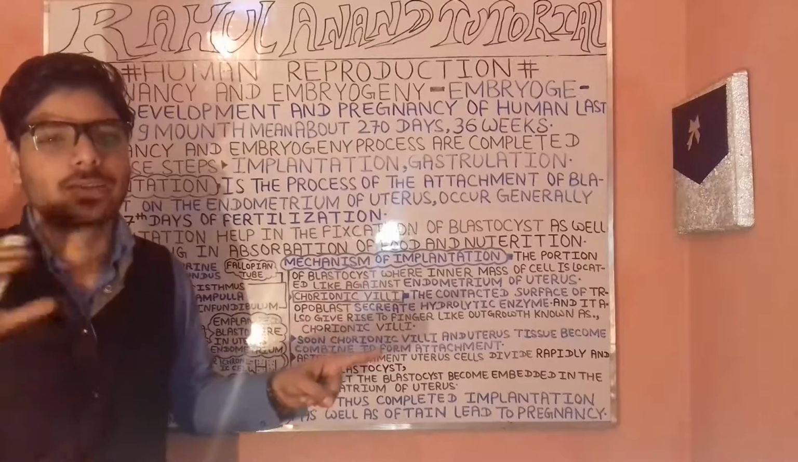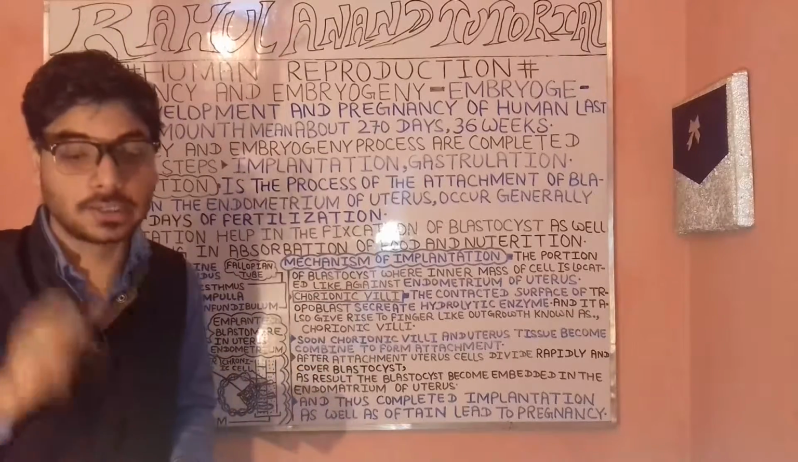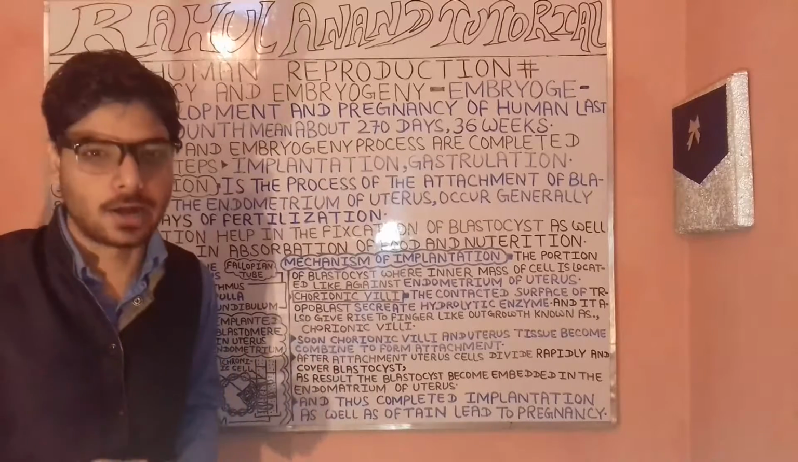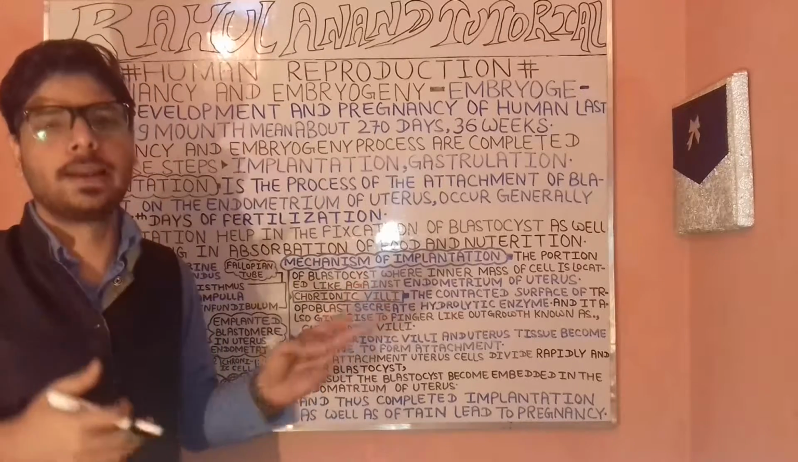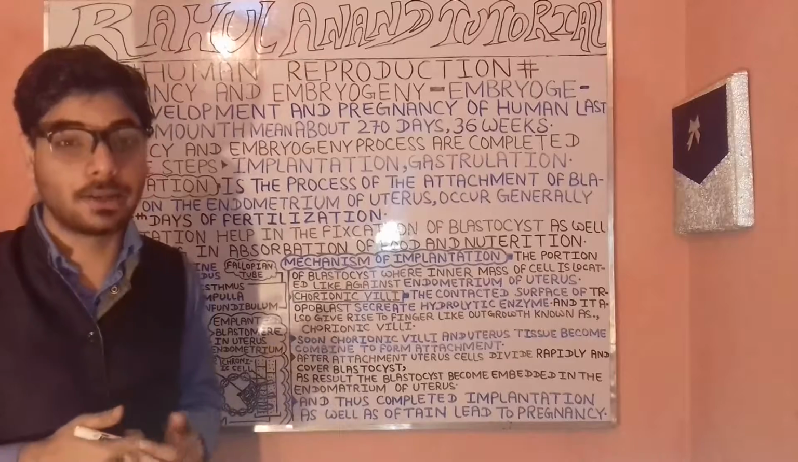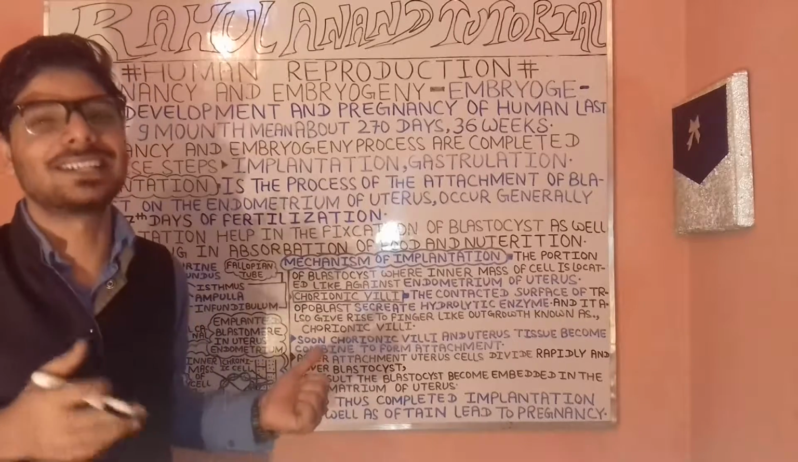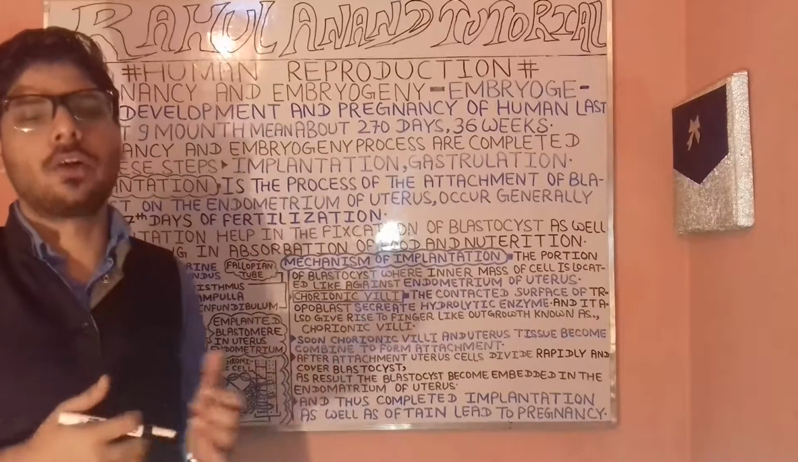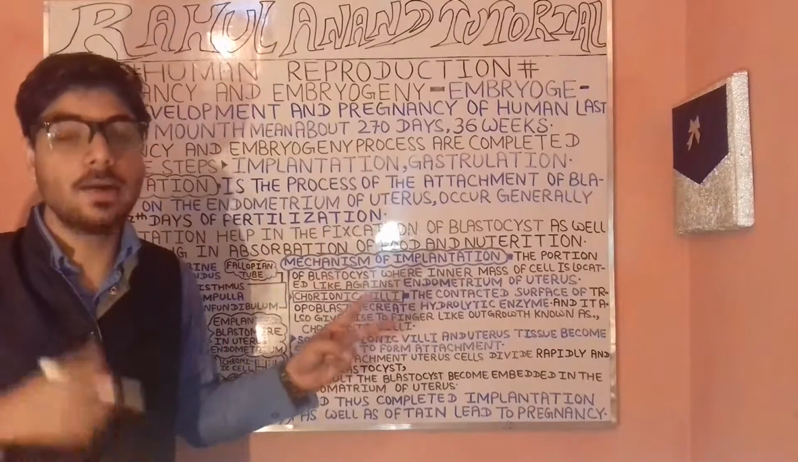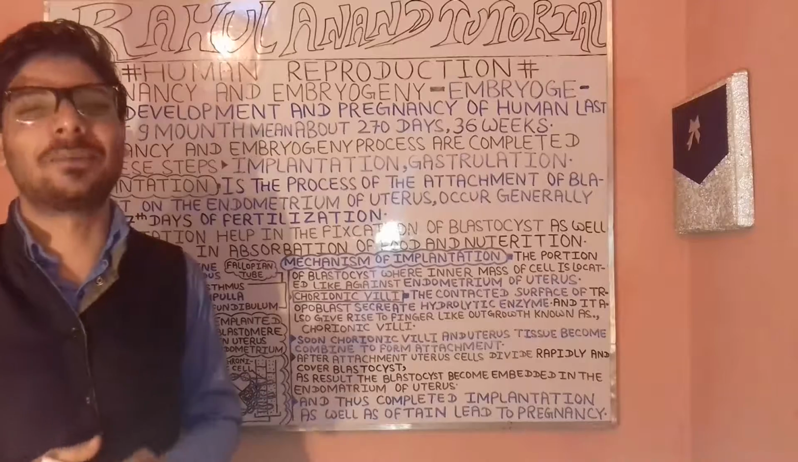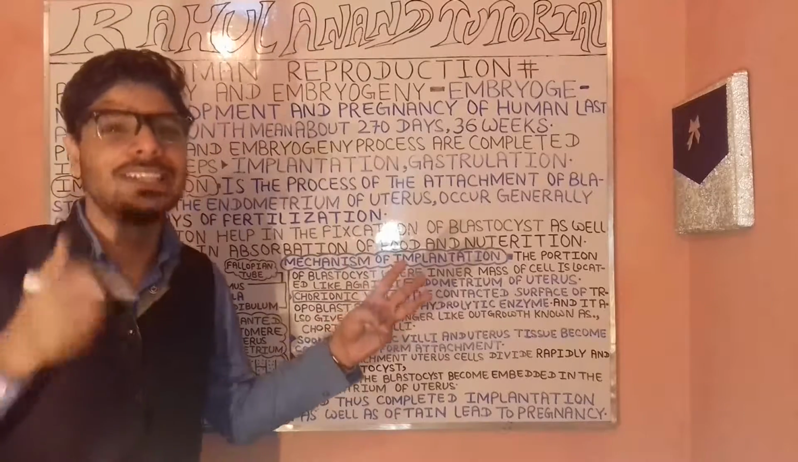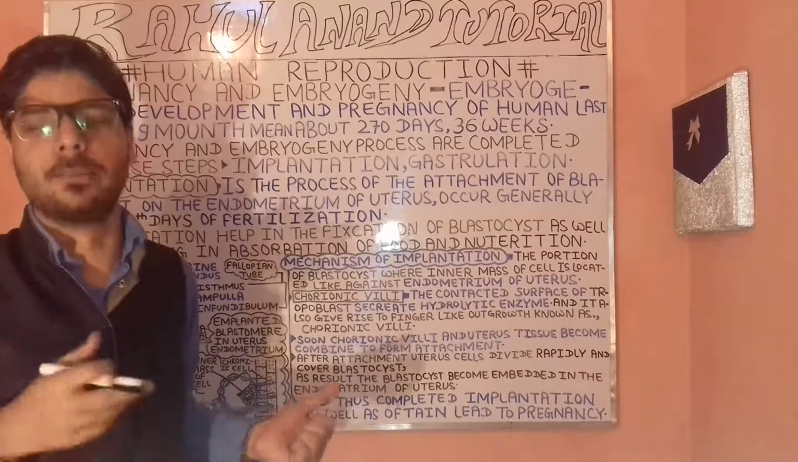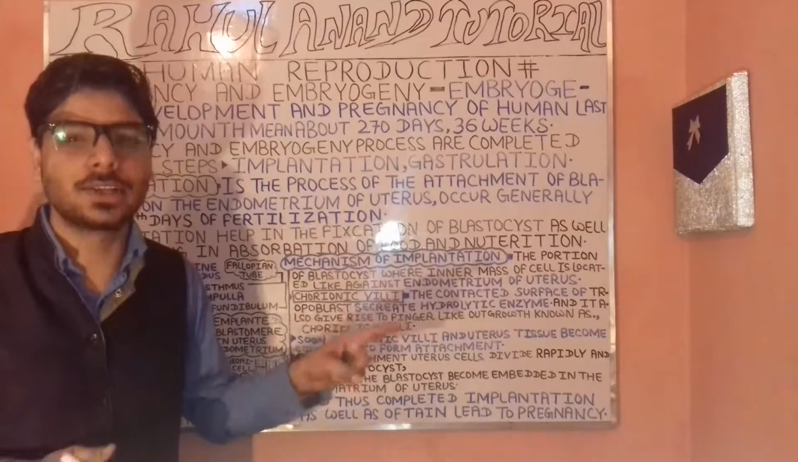The endometrium is part of the female reproductive organ, which has different vital parts such as the uterus, the ovaries, and the fallopian tube. Your fallopian tube is divided into three broad categories: the isthmus, then the ampulla, then the infundibulum.